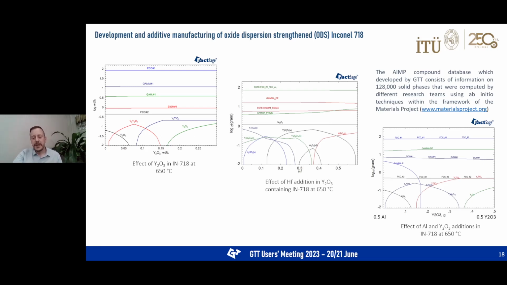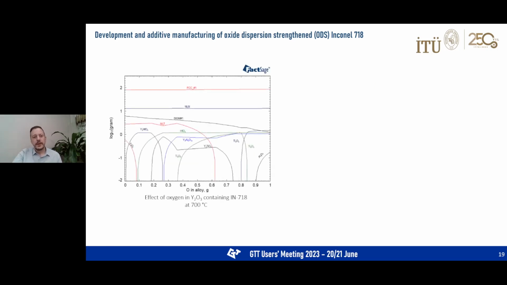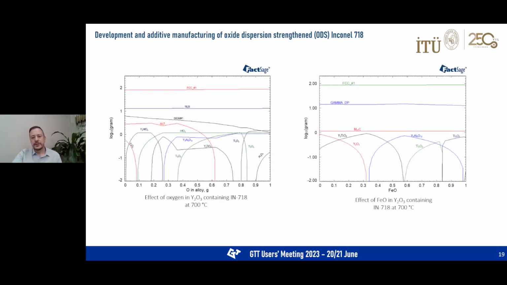Anyway, we created many calculations. Here you see just some examples. We tried to estimate the most suitable additions and the amounts for obtaining the desired ternary nano-oxides. According to our calculations, we realized that in addition to these additives, the amount of oxygen within the alloy was also crucial to form these nano-oxides. The important aspect was how to add this additional oxygen before the additive manufacturing process.